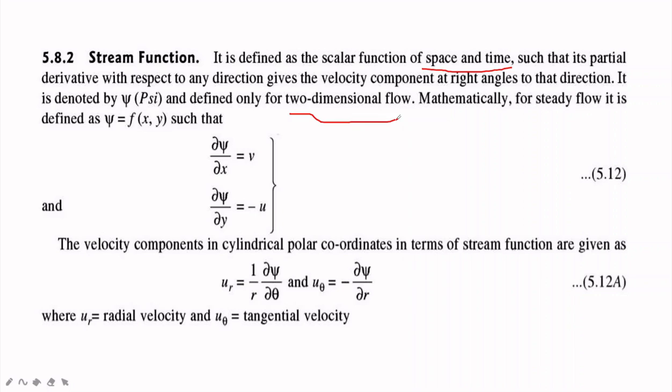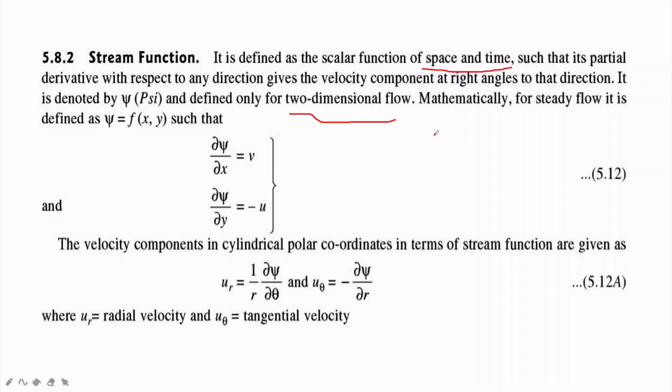Mathematically, for steady flow it is defined as psi is a function of x comma y. The velocity potential is also a scalar function of space and time such that its negative partial derivative with respect to any direction gives the velocity component. But here, there is no negative or positive issue, this is directly a positive value.